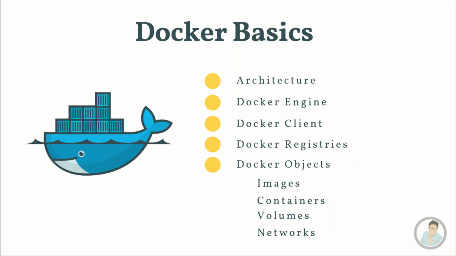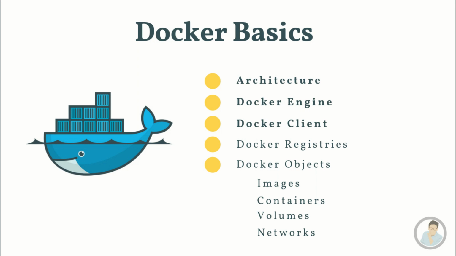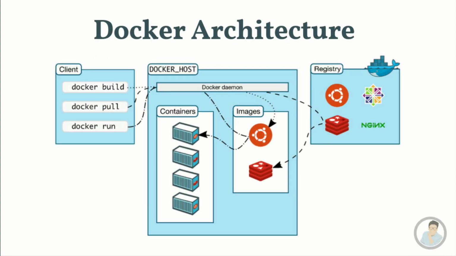Docker basics. As a beginner, it is important for you to have an understanding on these points. Architecture, Docker engine, Docker client, Docker registries, and the main Docker objects like images and containers. Docker architecture. This diagram is from the official Docker website. There are three major components in the architecture. Number one, the client. We will talk about this later.